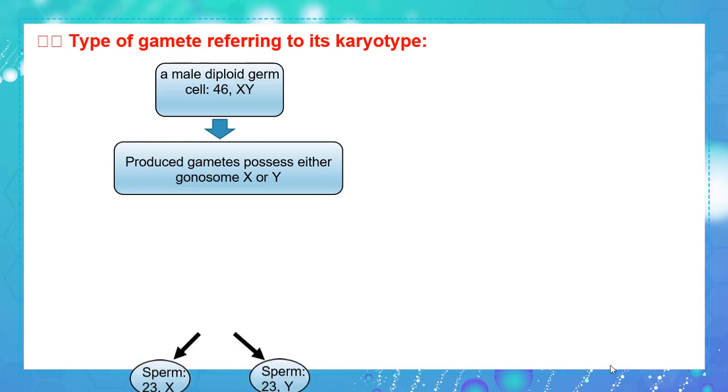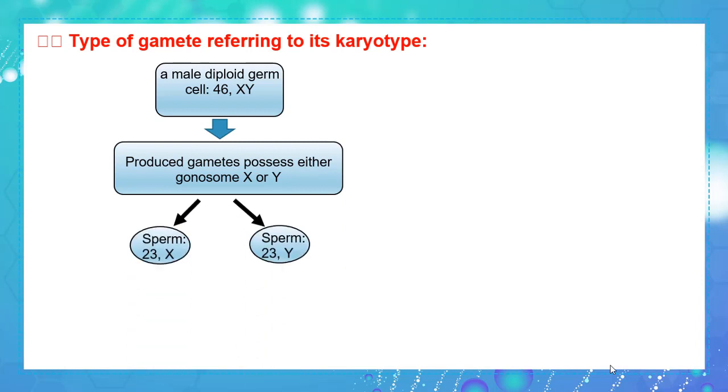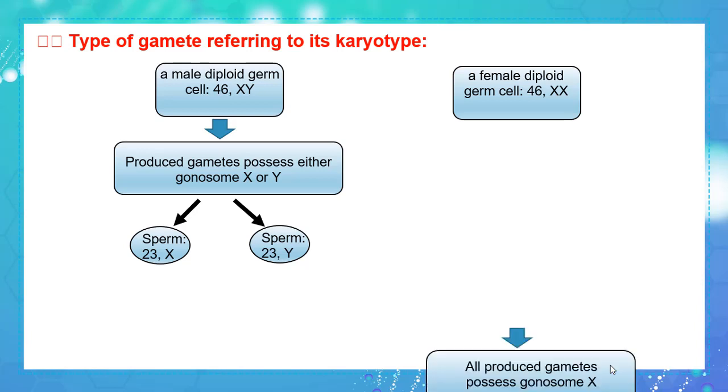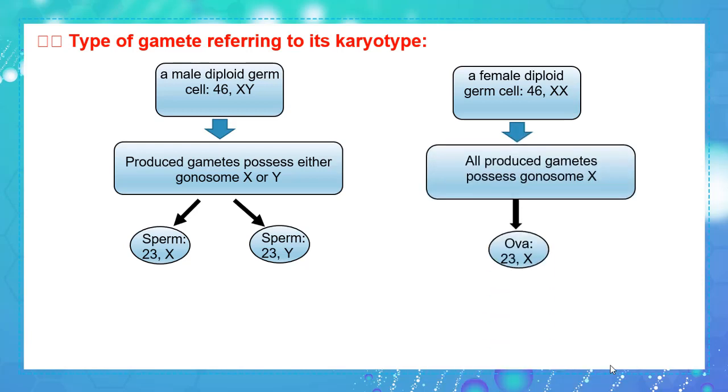Well, the male germ cell, which is a diploid cell, possesses gonosomes X and Y. So during the formation of gametes, only one gonosome will be passed to a gamete. That's why male gametes, sperms, might have either gonosome X or gonosome Y. But a female germ cell, which is also diploid, possesses two X chromosomes and thus passes only one gonosome X to all female gametes.